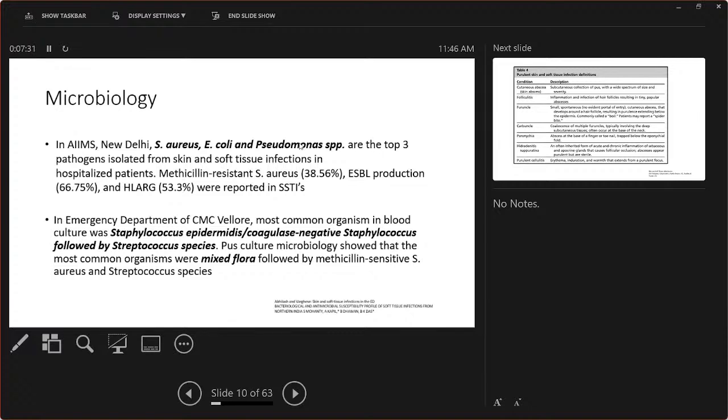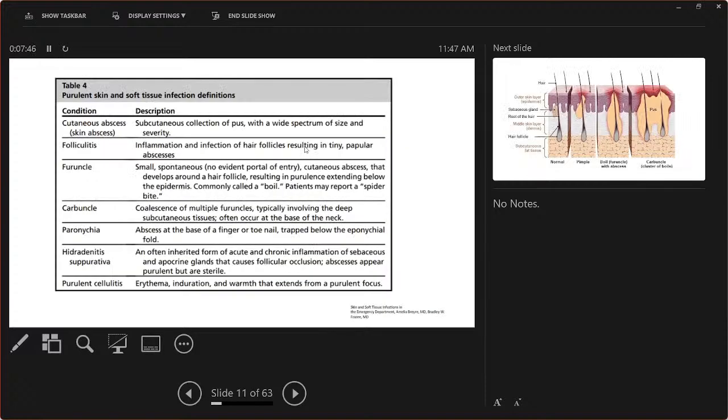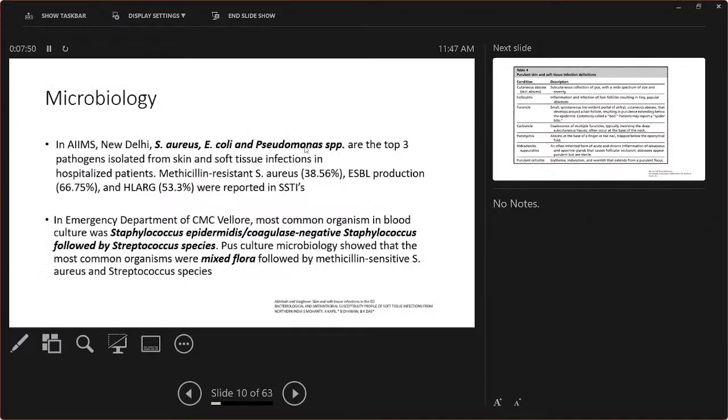In CMC Vellore, they did a study exclusively in the emergency department, where they found that the blood culture was positive for Staph epidermidis, CoNS, followed by streptococci. And the pus culture showed mixed flora. What is HLAR? That is high-level aminoglycoside resistance.